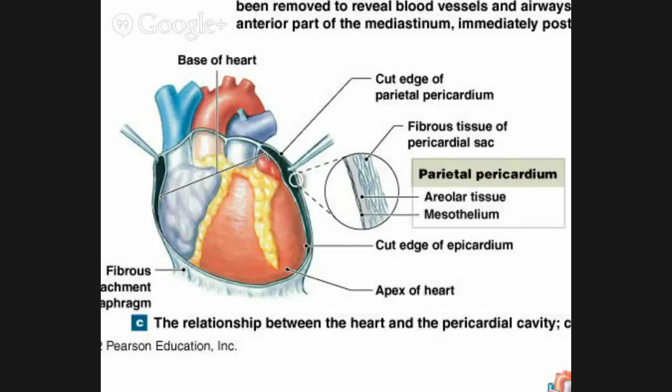And really, apex is used because it's the pointy end. So the pointy end of the mountain is the apex of the mountain. So that's where that comes from. So I just want to point that out.